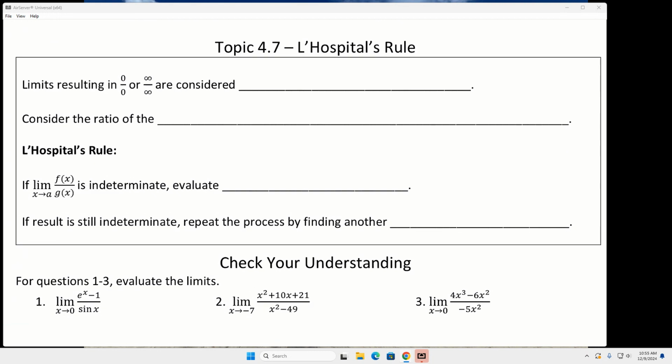All right, and so you can use this rule whenever you get 0 over 0 or infinity over infinity, plus or minus, because those are indeterminate.